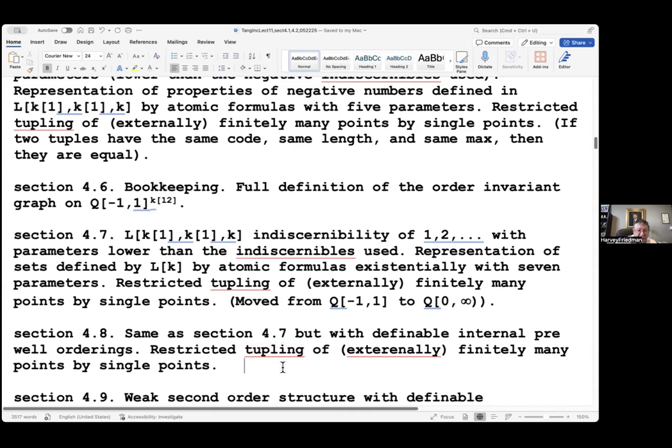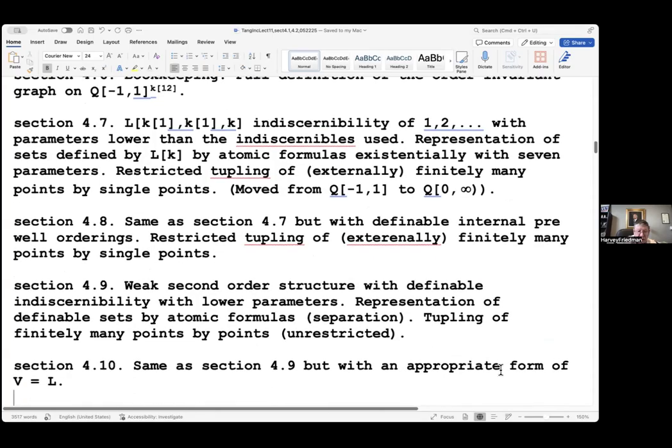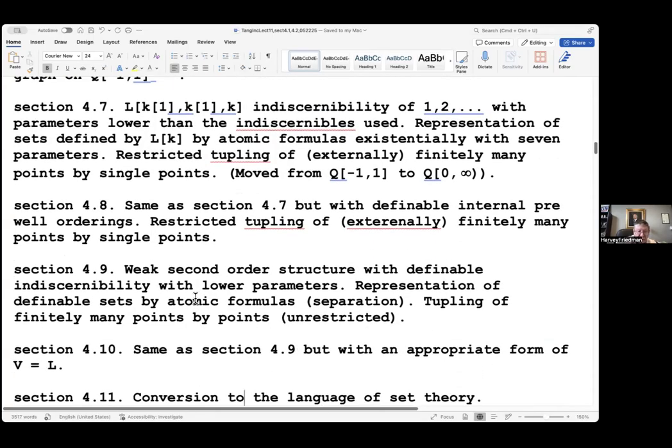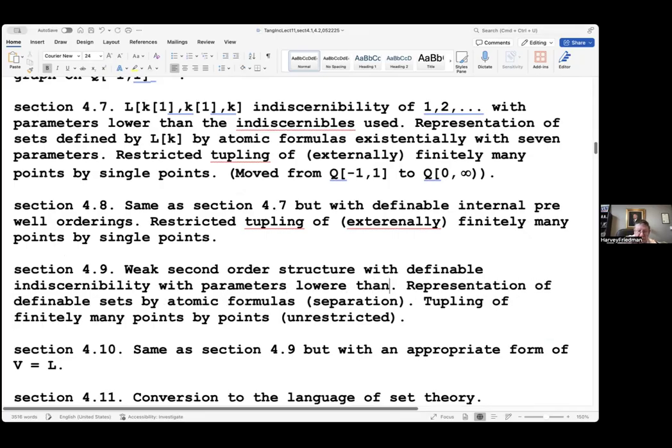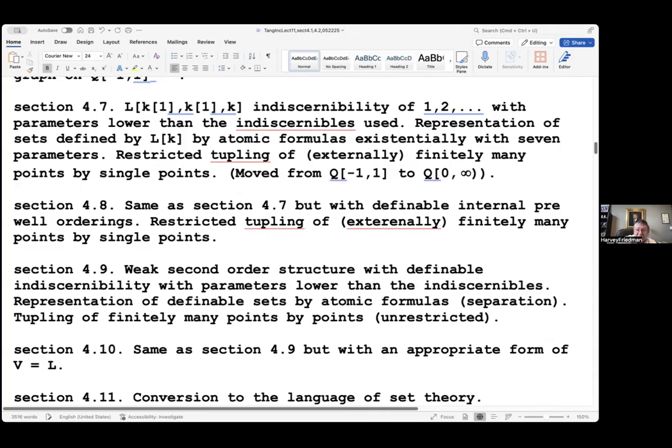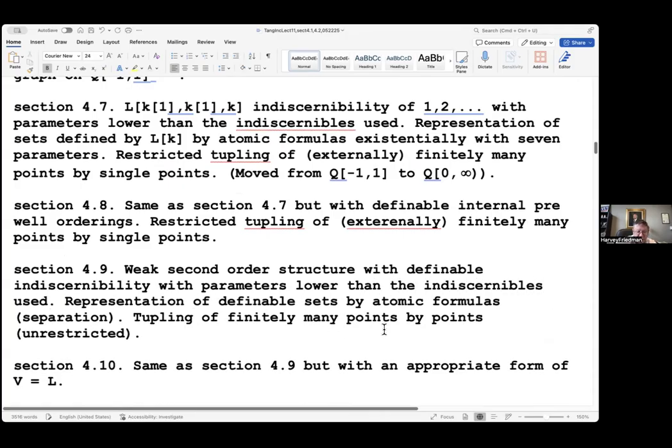Okay. This is the same, except all we did is develop these pre well orderings so we can develop ordinals. Then we go to a weak second order structure with definable indiscernibility with lower parameters, with parameters lower than the indiscernibles used. Representation of definable sets by atomic formulas. To tupling of finitely many points by points, unrestricted, now unrestricted.